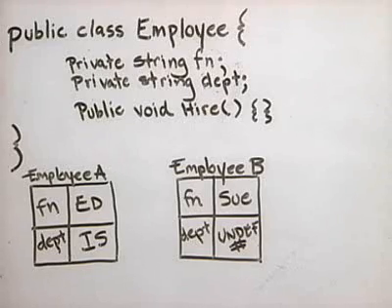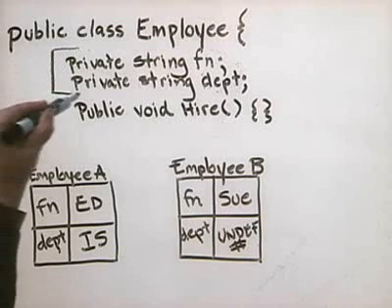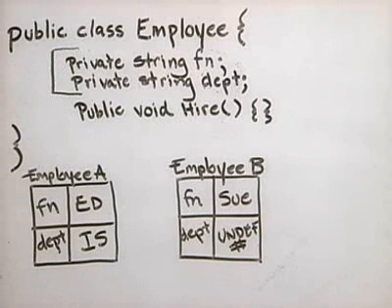Let's take a look. I've got an employee class here, and in that employee class, I have 3 class members. The first 2 are actually data members, fname and department, and they're both strings. The third class member is a method called hire. So this class has 3 class members. The first 2 are data members, which are used to track the state of an object.